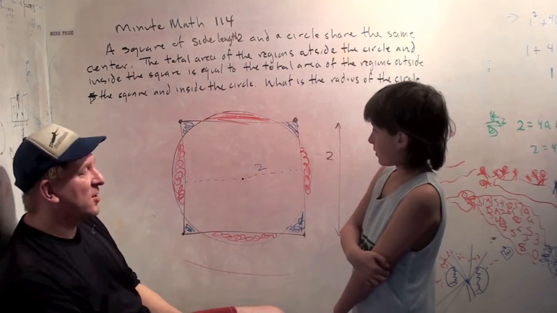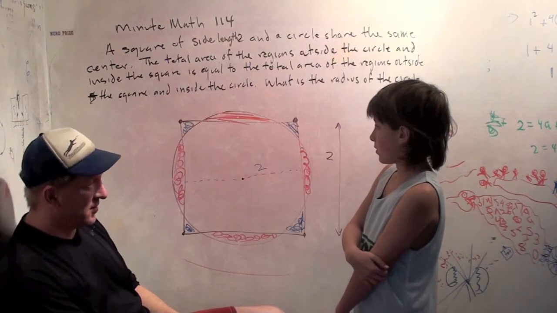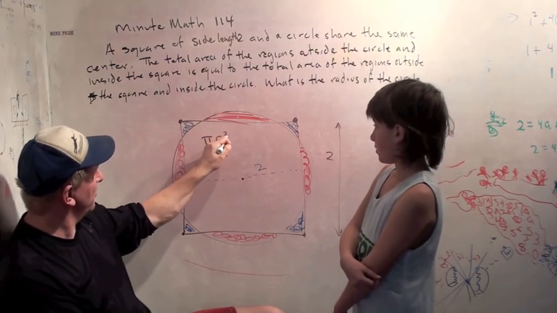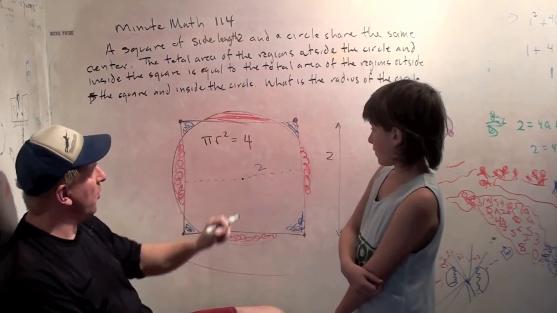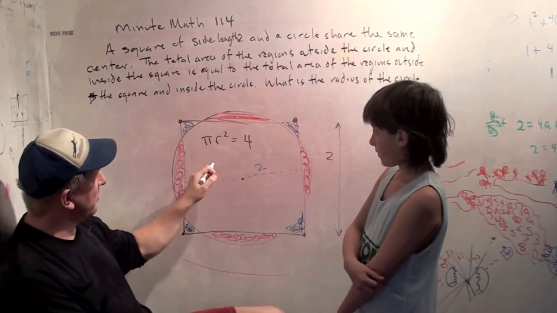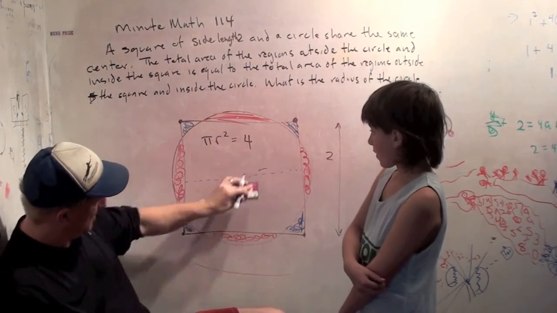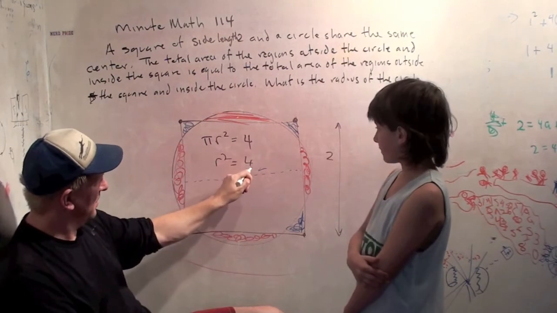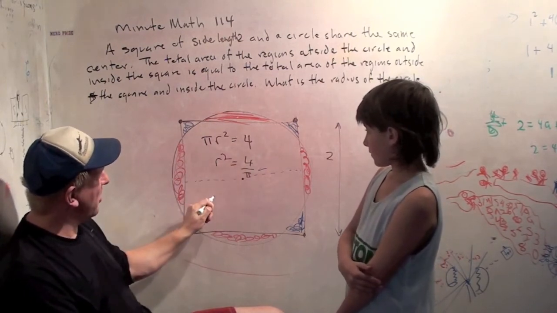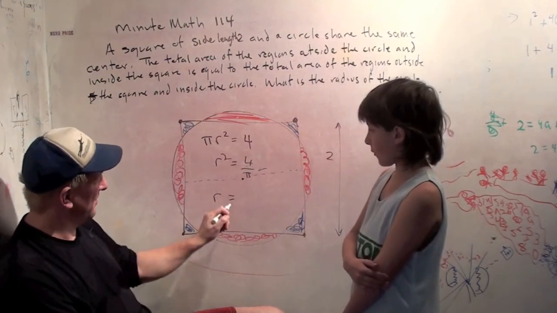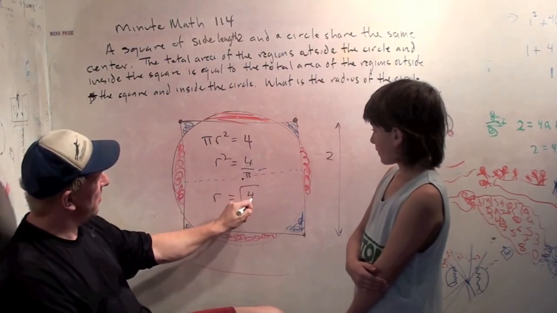Okay, so what is the equation for the area of a circle? It's pi r squared. So we have pi r squared equals 4, right? That's the area of the square. So what does r squared equal? Well, it's 4 over pi. So what does r equal now? It's the square root of 4 over pi.